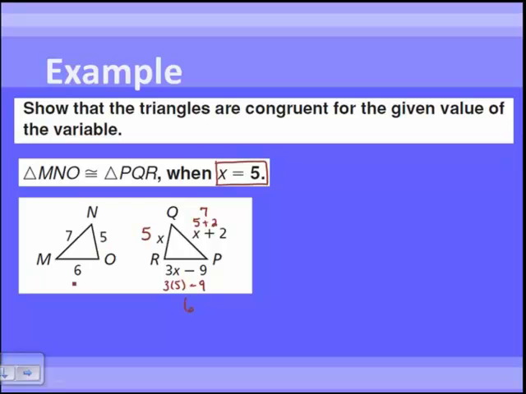So because these sides are 5, 6, and 7, and these sides are 5, 6, and 7, the triangles are congruent now by the side, side, side congruence postulate, because all pairs of sides are congruent. No need to worry about the angles.